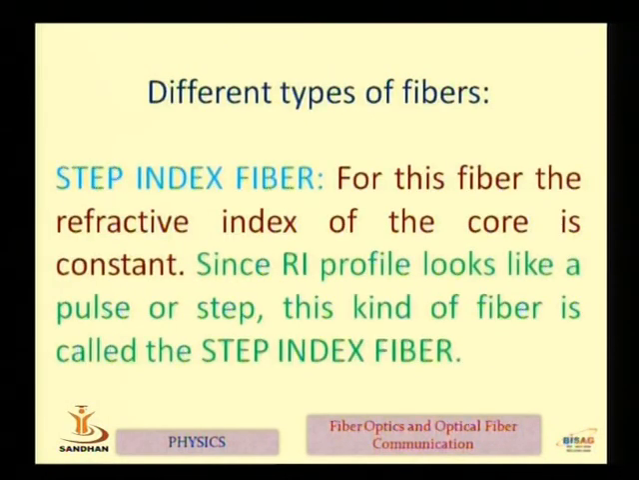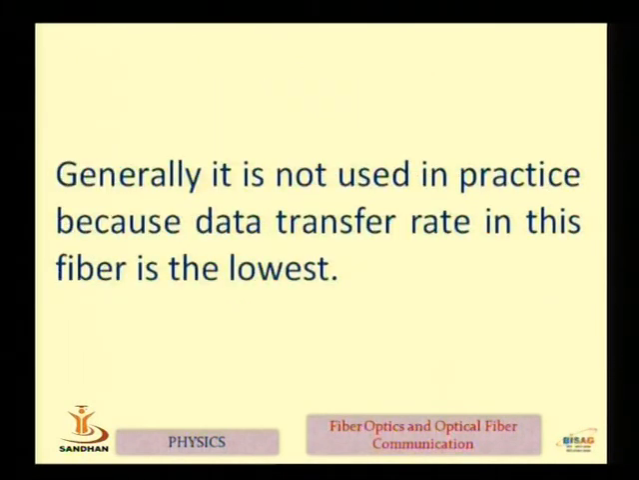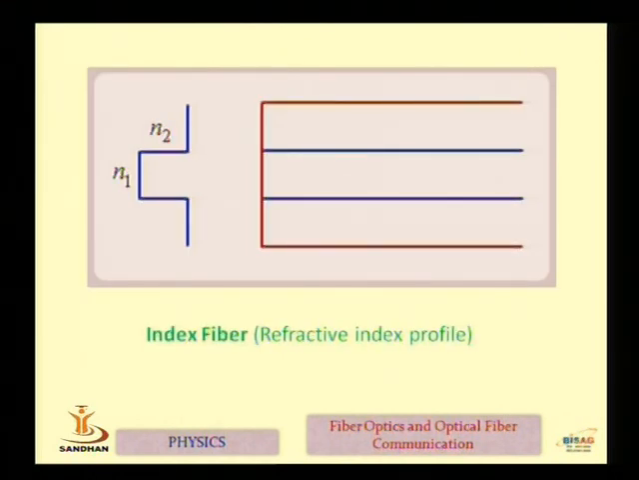Different types of fibers. There are basically three types of fibers we will discuss. One is the step index fiber. For this fiber, the refractive index, RI, of the core is constant. Since the RI profile looks like a pulse or a step, this kind of fiber is called the step index fiber. Generally, it is not used in practice because the data transfer rate in this fiber is the lowest.